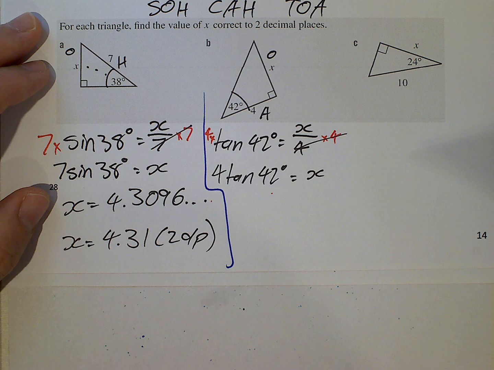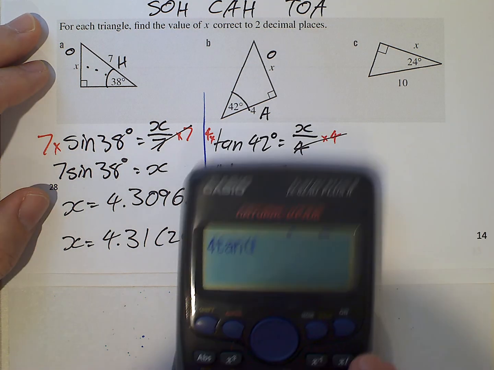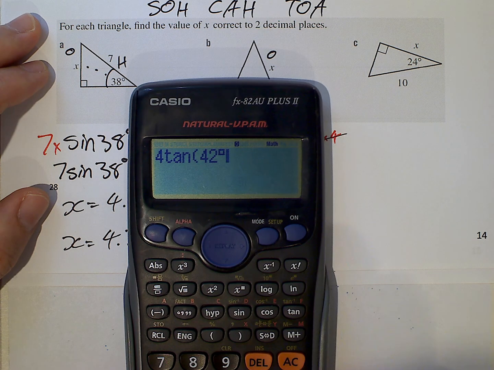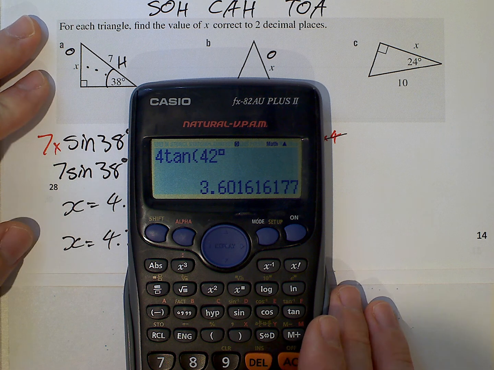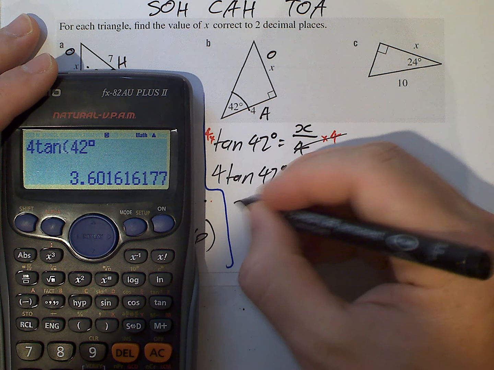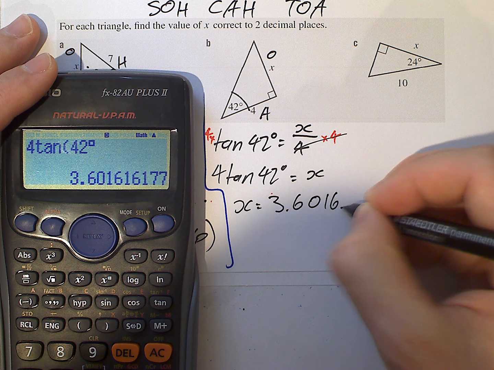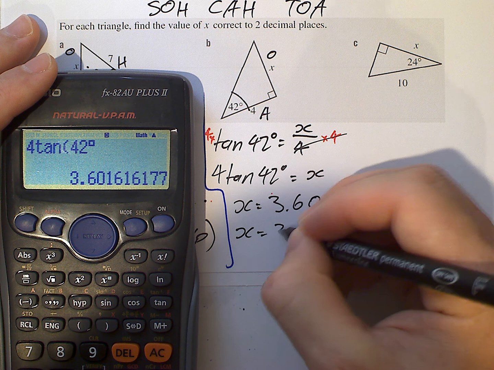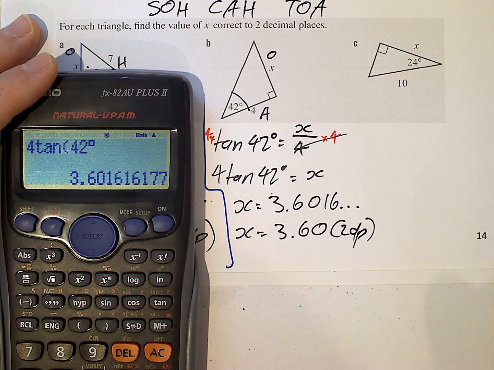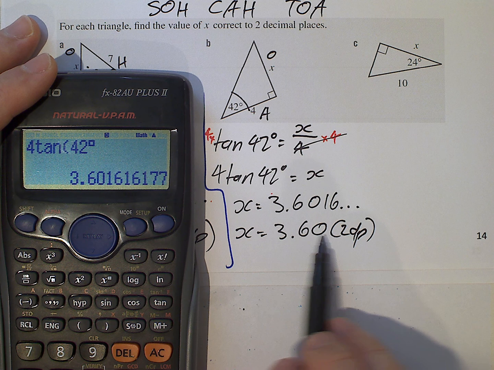I'm going to put this in my calculator. 4 tan 42 degrees, and then it equals, okay, 2 decimal places, that's going to be 60, but let's do our rough answer first. 3.6016 dot dot dot, x equals 3.60 to 2 dp. You still have to put the 0 there if it asks for 2 decimal places. That is accurate. Do not just write 3.6.